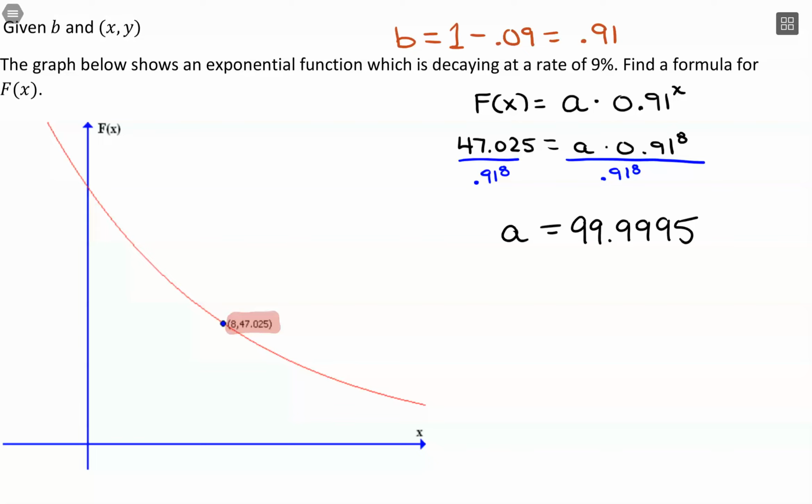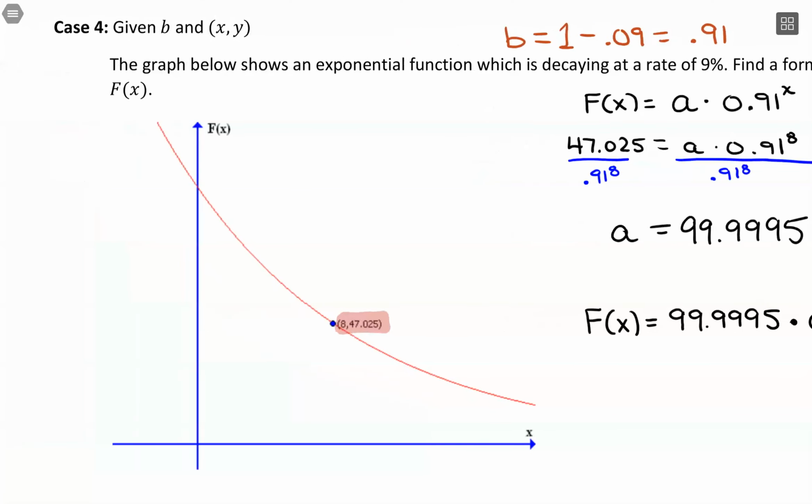99.9995, which might just be 100 if this wasn't rounded. Let's keep it exact, but I could hear the argument that that's probably 100 because these starting values, these initial values are usually whole numbers. But we don't want to assume too much, so let's keep it accurate. Stick with these rounding rules. 5 times 0.91 with an exponent of x.